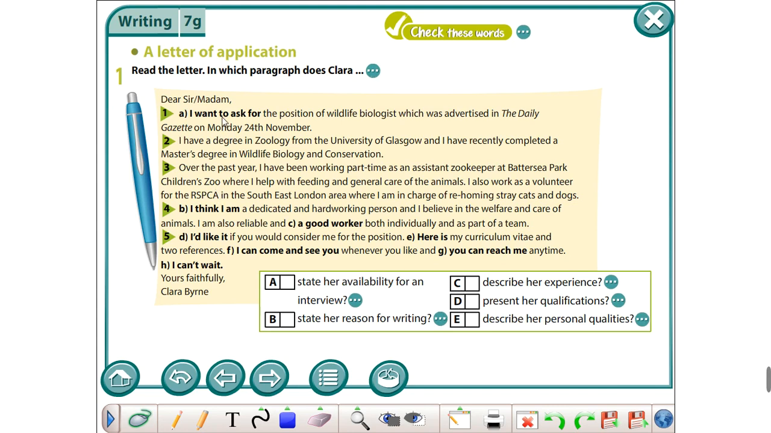So, in which paragraph does Clara state her availability for an interview? So, availability, gatishmëri.